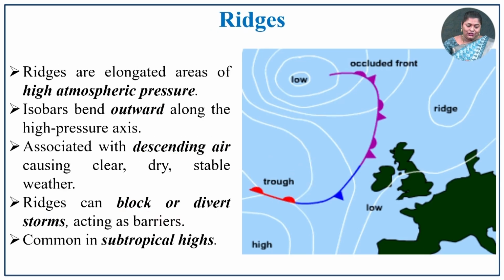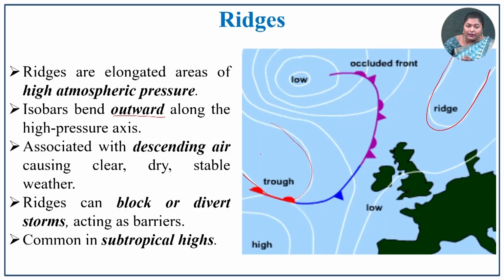Next one is ridge. So, ridge is elongated. Again here also it is elongated. Trough is also elongated. Ridge is also elongated. What is the difference? In trough the isobar will be bending inward, but in the ridge the isobar will be bending outward. So, this is the major difference of these two major phenomena of air pressure. And then here you have high pressure. Here in the trough you have low pressure inside, but here you have a high pressure inside this ridge.